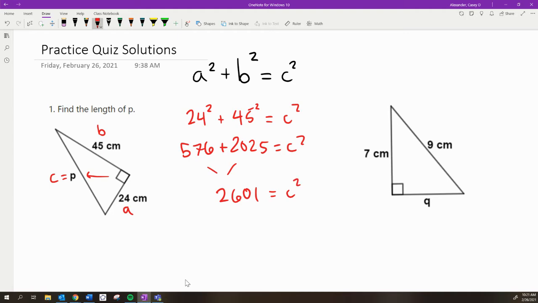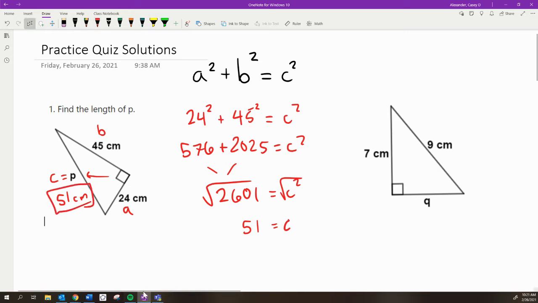So can you find the square root of 2,601 in your head? That's okay if you can't. The answer is, it's actually exactly 51. And you of course always have access to a calculator in this class. So the first problem, by just using the Pythagorean theorem, we figured out that length was 51 centimeters.